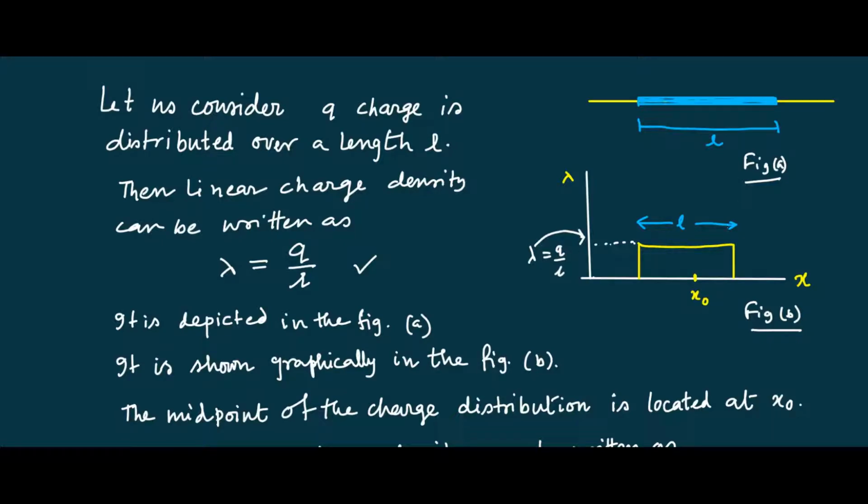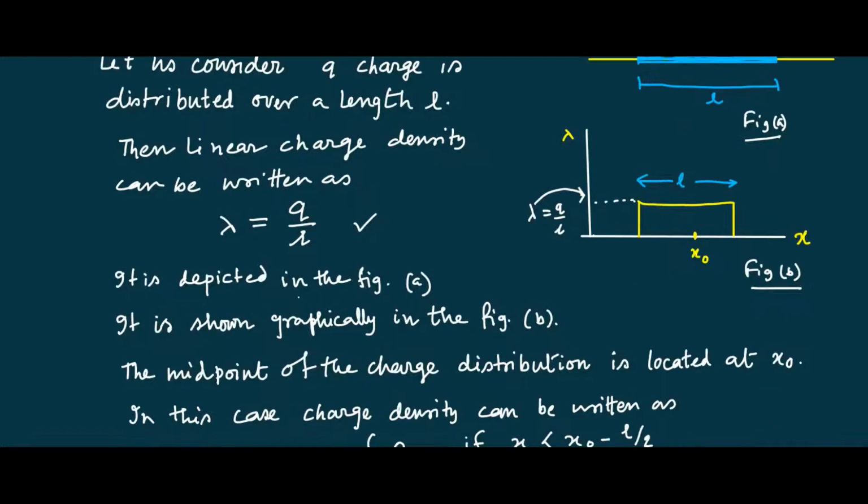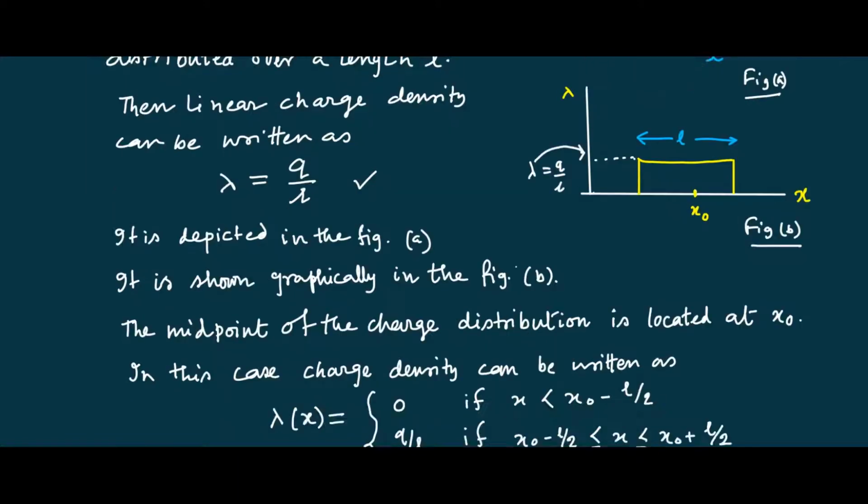And what will be the charge density? That is already known, lambda equals Q by L, and it is shown graphically in figure B. So it is the line charge density lambda against the x-axis. Here the line charge density is Q by L, and it goes up to distance L, and then it becomes 0. So that is a kind of box, and the central point is supposed to be x0.